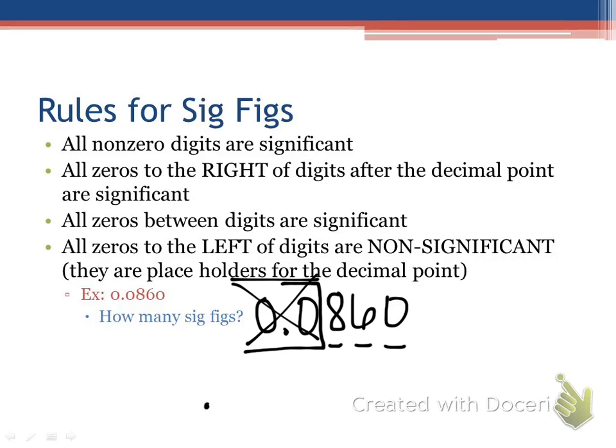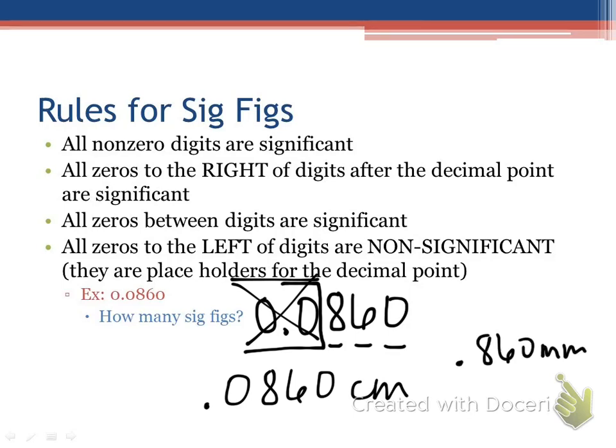This would be like 0.0860 centimeters, right? And the reason that's non-significant is because we could just write this as 0.860 millimeters or 860 micrometers or whatever the next one is. You know what I'm saying? Like we could always alter our units to get rid of those initial zeros. Does that make sense? That's why they're non-significant. There's no reason for them to be there. They're just placeholders. They're just showing us how small it is. Okay? So those zeros to the left of digits are non-significant.